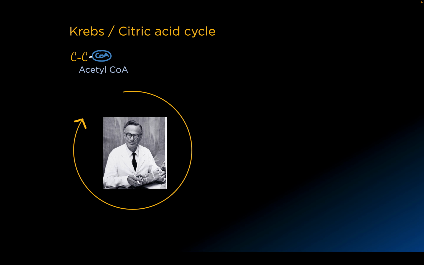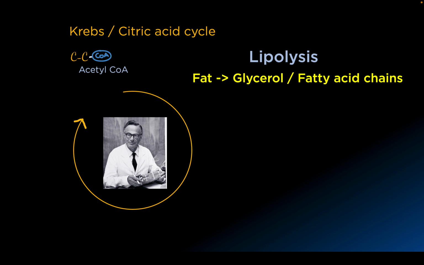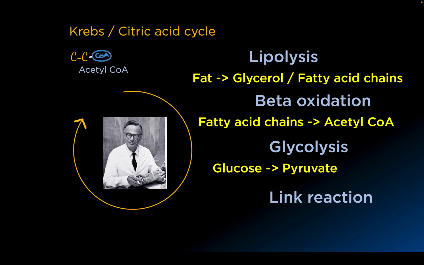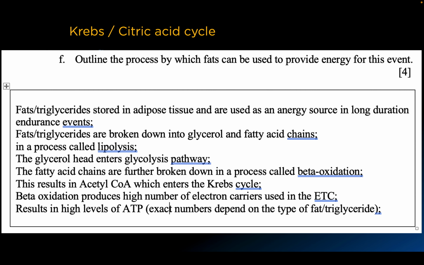So we take our acetyl-CoA. Remember, with lipolysis, that fat we broke down into glycerol and fatty acid chains. Then through beta oxidation we got from that fatty acid chain some acetyl-CoA, which is what we're going to use here. We also got some through glycolysis. That glycolysis gave us pyruvate, and the pyruvate through the link reaction gave us some acetyl-CoA. So we've got this acetyl-CoA that we're going to spend in the citric acid cycle.